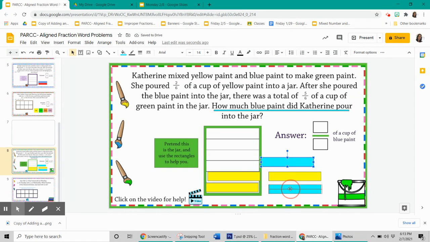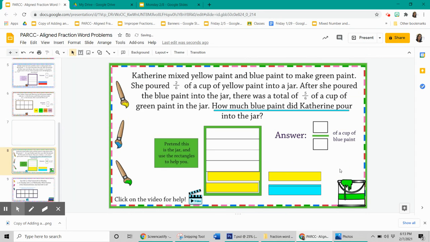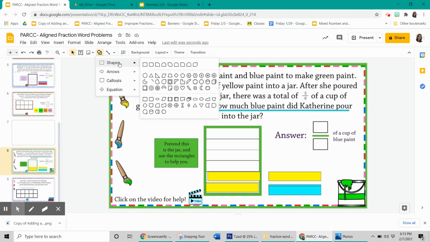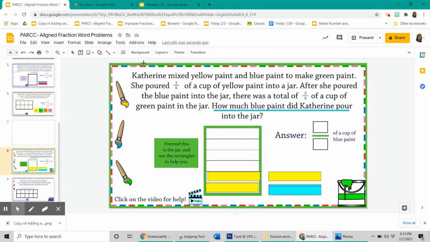What do we know? What is the other piece of information that they give us? It tells us how full the jar got. Whatever blue paint she poured in, it raised this amount of paint, right? And picture, like you pour some paint into a jar and then you pour other paint on top of it, it fills the jar up. And that's all Catherine is doing, is filling the jar up. So she put in some mysterious amount of blue paint, and once she was done, we ended up with 5/6 of a cup of green paint.